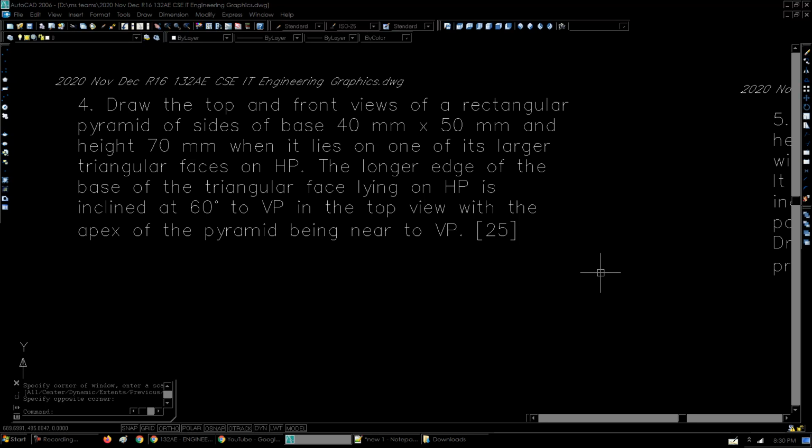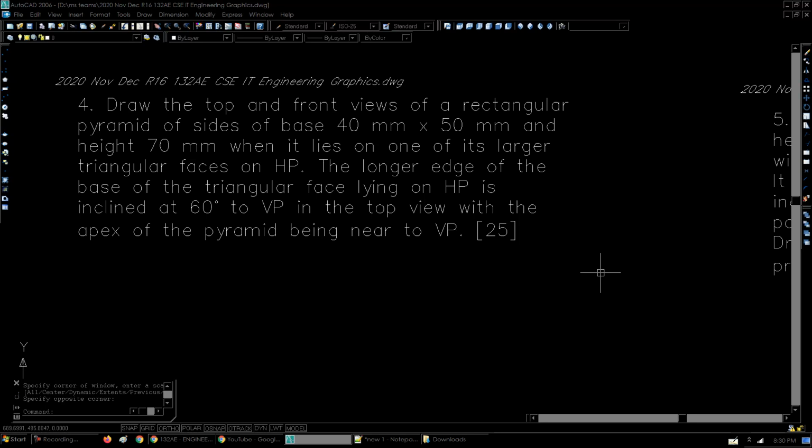So we have to draw the top and front views of a rectangular pyramid of sides of base 40 mm into 50 mm. You can see this is the twist given here in the problem. So generally what the students draw are the right regular kind of pyramids, so pyramids whose bases are regular polygons, but this one is a rectangular pyramid, which means the base is not exactly a square, it's a rectangle. One edge is 50 mm, the other edge is 40 mm, and it has a height of 70 mm.